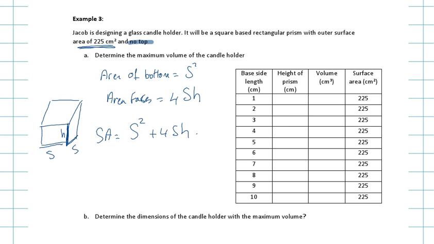All right. Now, the question is, I know the surface area, which is 225, but I don't know the height and I don't know the side, the bottom. So I've given you here the base side length. So I gave you the side length, which is x. So it could be 1, 2, 3, 4, 5, 6, 7, 8, 9, 10. The question is, what would be the height?